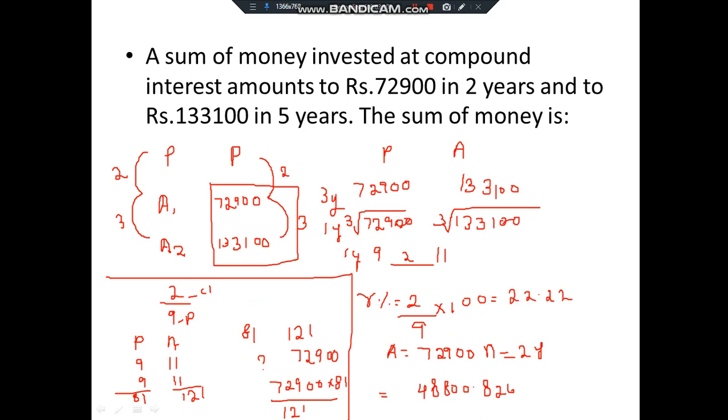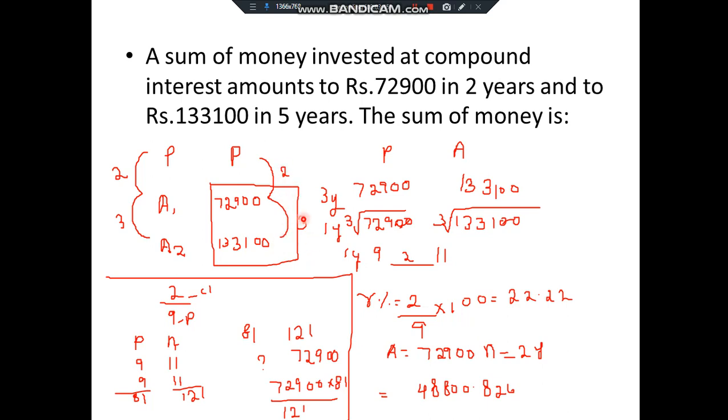The difference is here it is 3 years, so instead of square root, here you will take the cube root. These questions are framed by myself for you to understand the concept. Let us see, I'll explain. A sum of money invested at compound interest amounts to rupees 72900 in 2 years and to rupees 133100 in 5 years. The sum of money is? First, write down what is given: P, A1, A2. A1 is 72900, A2 is 133100. First part it is 2 years and the second part is the remaining 3 years. In total it is 5 years.